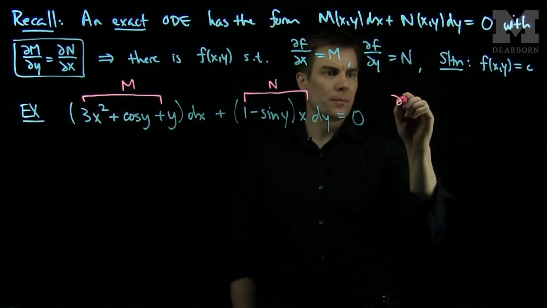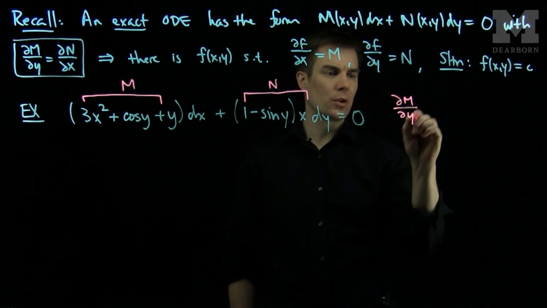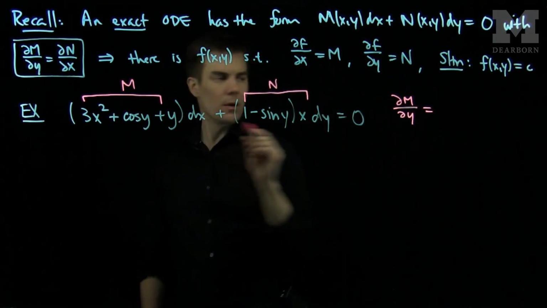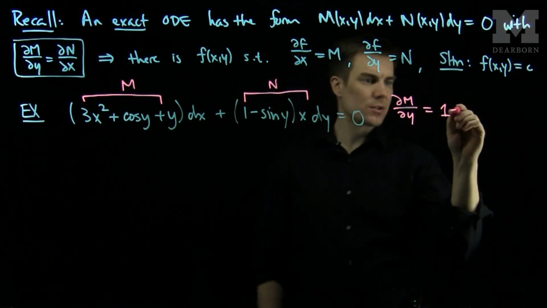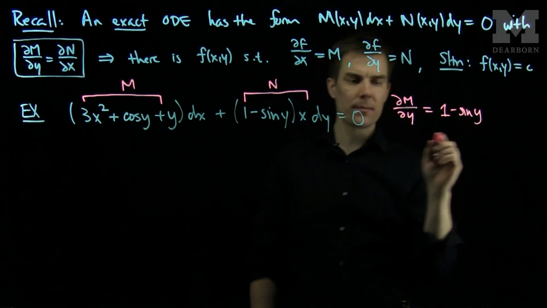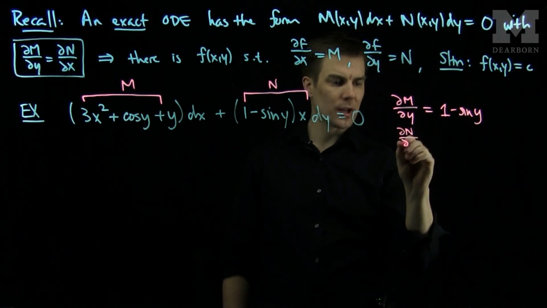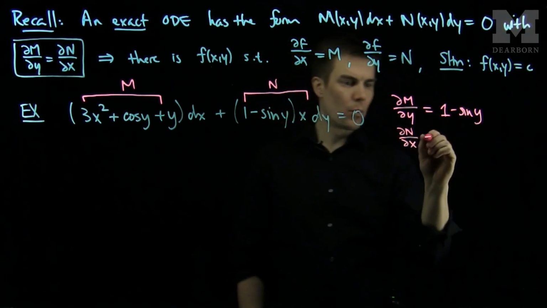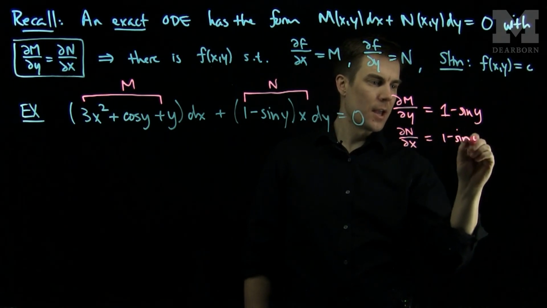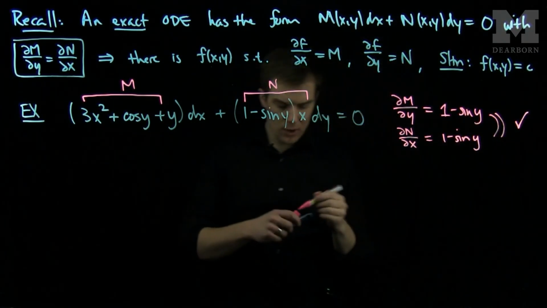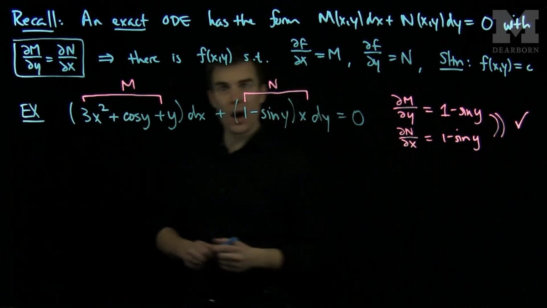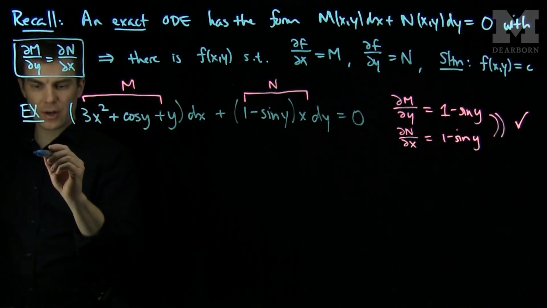So partial M partial y will be 1. The derivative of cosine is negative sine, so negative sine y. Partial N partial x will just be 1 minus sine y. And since these expressions are equal, we see that the equation is exact. Now I can see that there must be a function f.